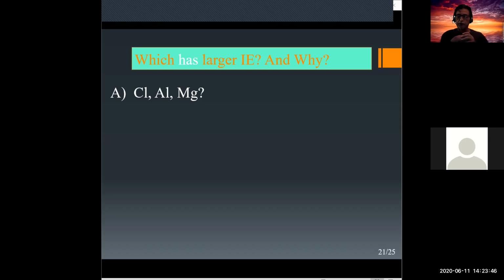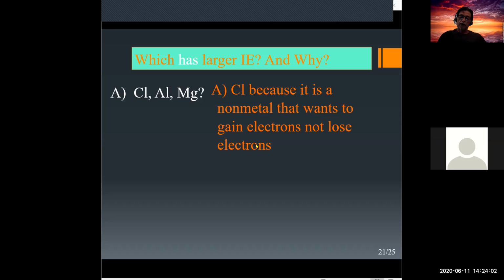Exactly. Chlorine is a nonmetal. And if we compare aluminum, which is a metal, and magnesium, which is a metal, they're going to lose electrons very easily with no problem. So the nonmetal automatically is going to require higher energy. And so we don't have to even look at the periodic table. We first look at the elements we're being asked the question about. And if we only have one nonmetal there, that's the one that's going to have the larger IE.